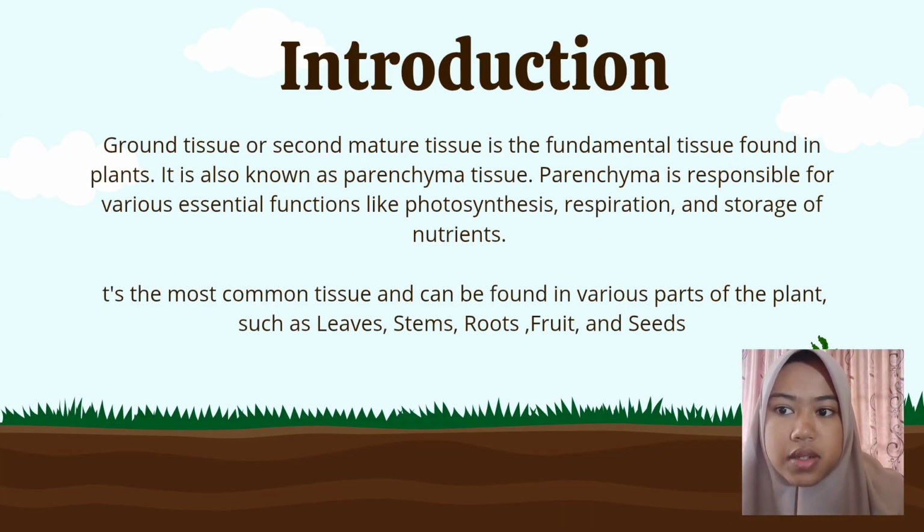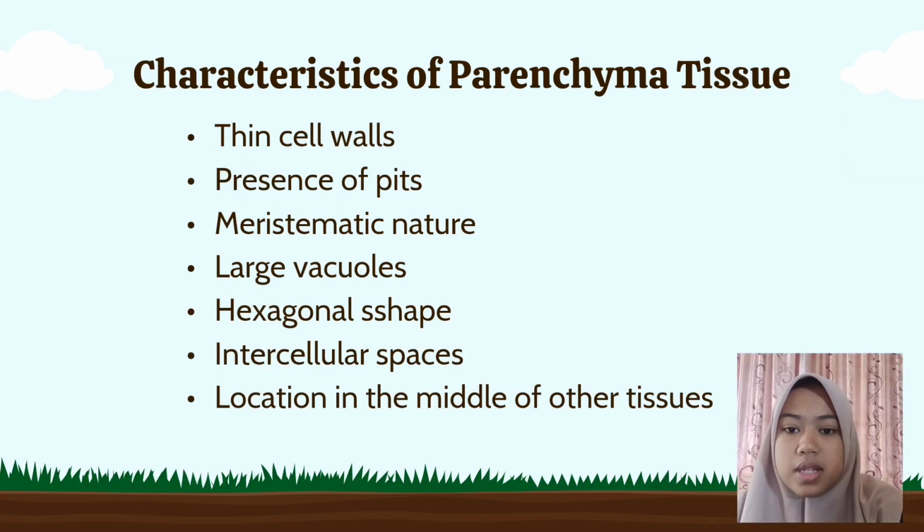Ground tissue or second matter tissue is the fundamental tissue found in plants. It's also known as parenchyma tissue. Parenchyma is responsible for various essential functions like photosynthesis, respiration, and storage of nutrients. It's the most common tissue and can be found in various parts of the plants, such as leaf, stems, roots, fruits, and seeds. Okay, the next material is characteristic of parenchyma tissue.